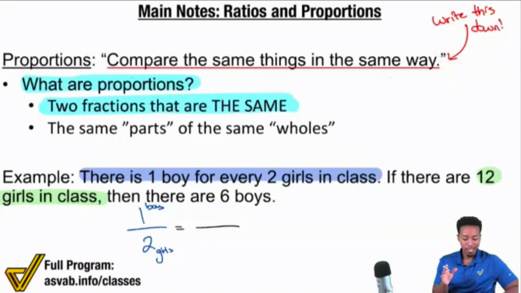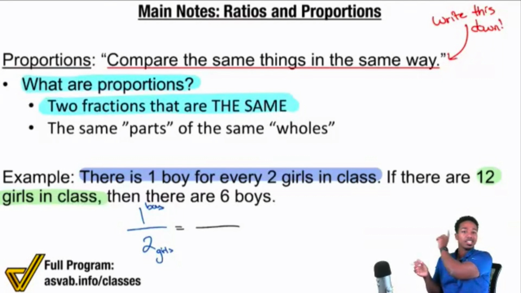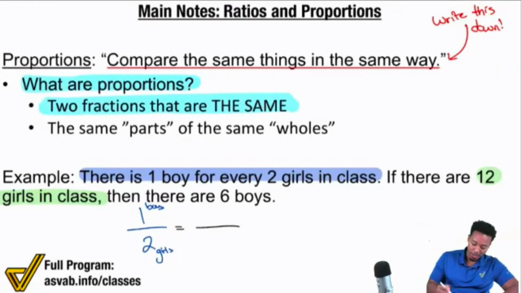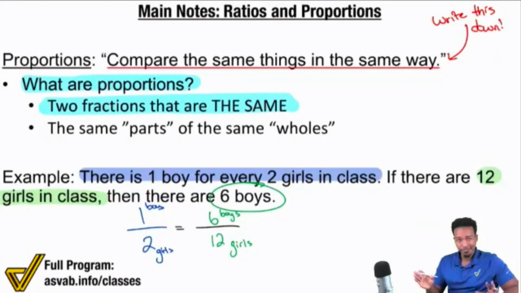So if you're just coming in here, welcome in, everybody. We're doing proportions today. And again, the main note is compare the same things in the same way. In this example, one boy for every 2 girls. If you have 12 girls, that means we're placing 12 here. And then there are 6 boys. So we'll place 6 boys up top. Just like that.